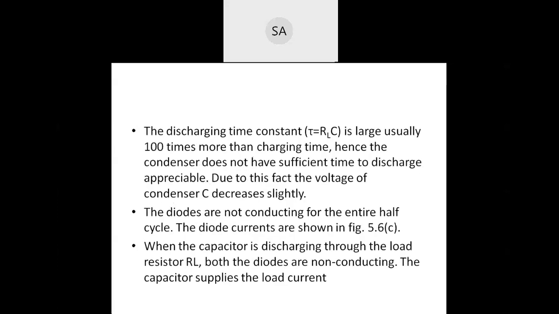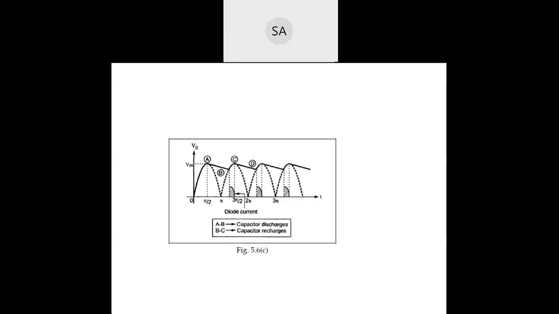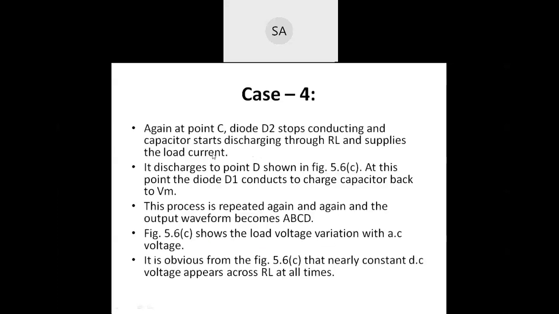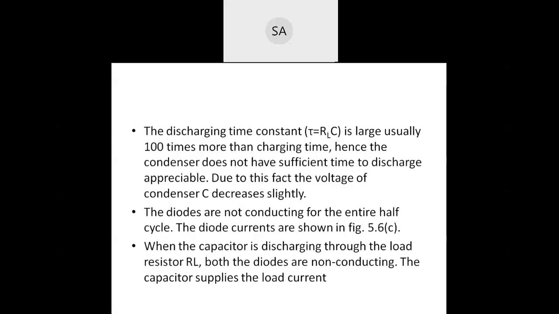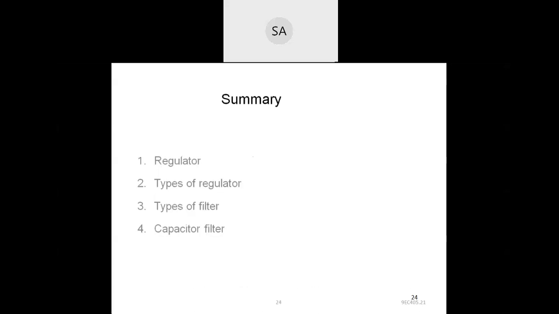Hence the condenser does not have sufficient time to discharge appreciably. Due to this fact, the voltage of condenser C decreases only slightly. The diodes are not conducting for the entire half cycle. The diode currents are shown in the figure. When the capacitor is discharging through the load resistance RL, both the diodes are non-conducting. The capacitor supplies the load current.